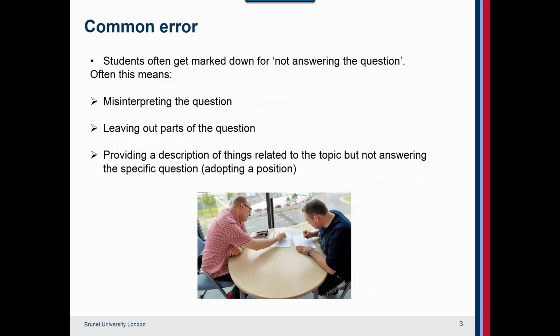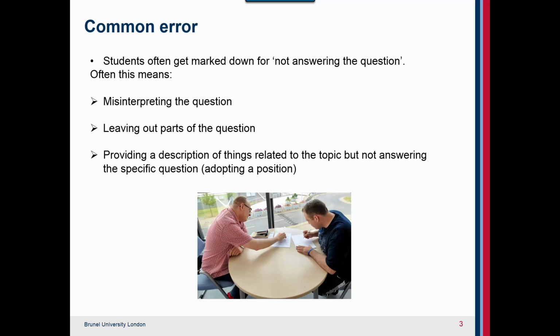A common error which students often get marked down for is not answering the question. So what exactly does this mean? Well, often it means misinterpreting the question. This is when a student believes that a question is asking them something in particular, when actually, on closer inspection, it's asking the student to do something else.